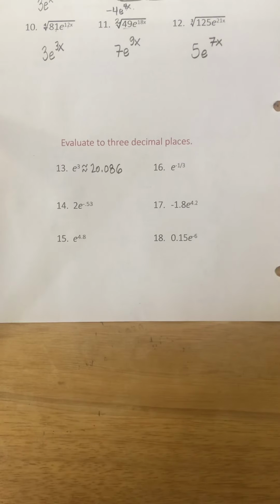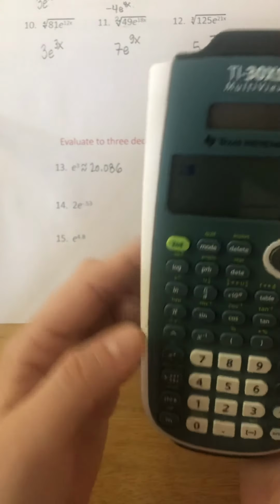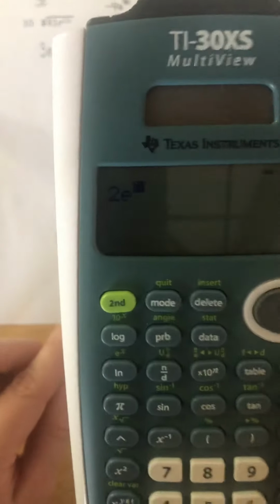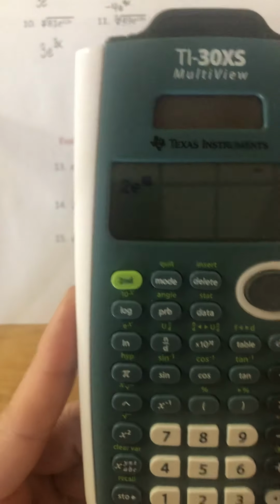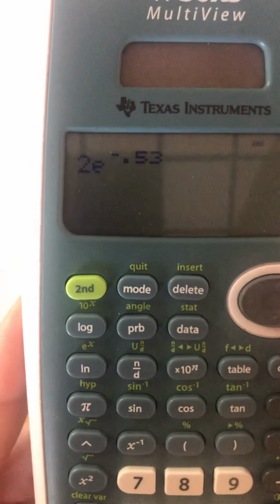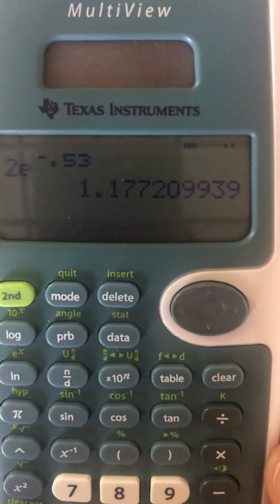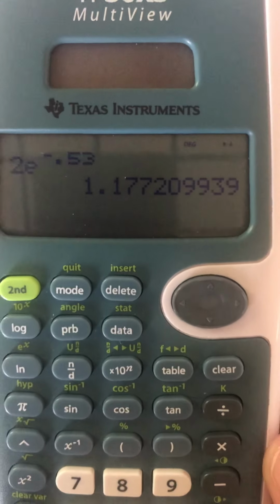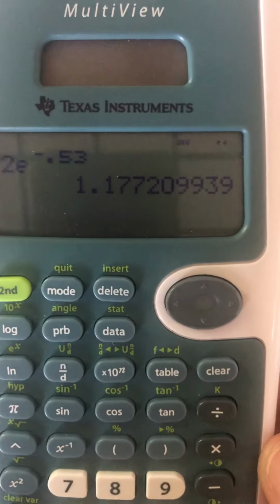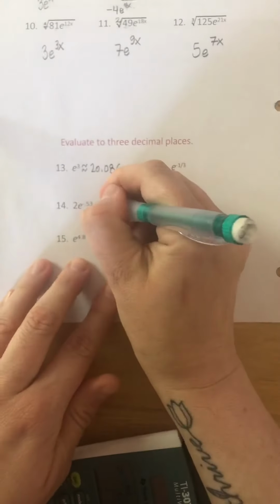All right, let's take a look at the next one. Hold on just a second. I was trying to get my calculator better. Okay, so this time we're going to do 2 times e to the negative 0.53 power. Can y'all see that? 2 times e to the negative 0.53 power. Again, we want to look at the 4th digit. Our 4th digit is a 2. That means we're going to leave it the same. So we're going to say approximately 1.177.